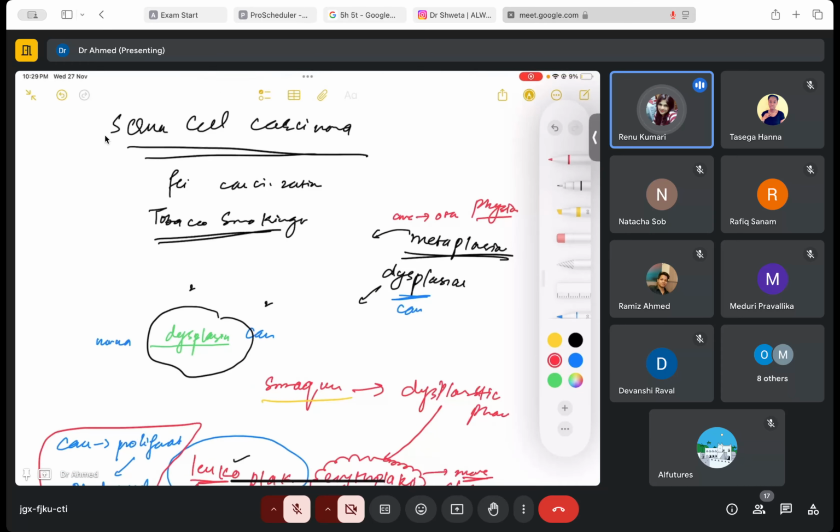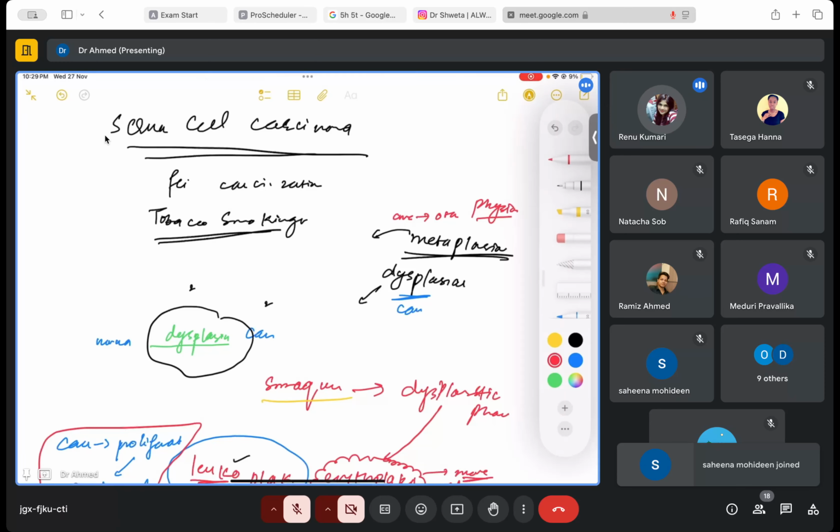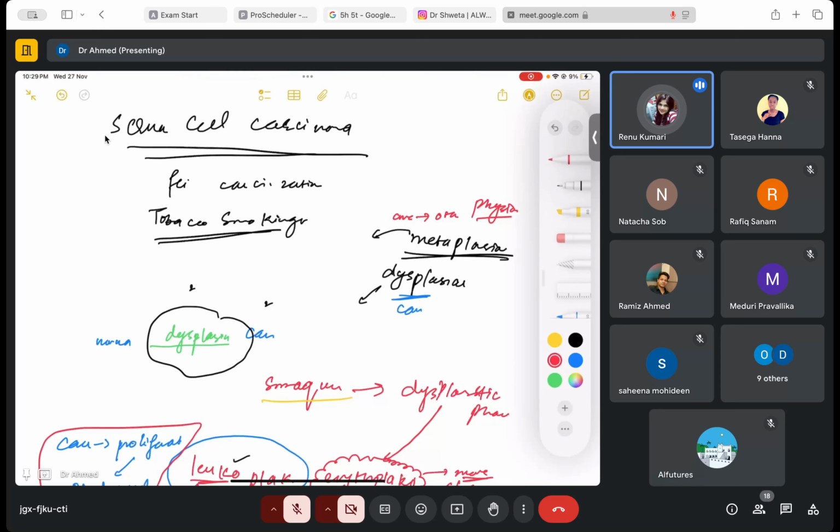So squamous cell carcinoma is like, first is dysplasia and metaplasia. Metaplasia is the normal thing, normal physiology, where one cell type is getting converted into the other cell type. But dysplasia is precancerous. In the dysplastic phase, we will see leukoplakia and erythroplakia. Leukoplakia, as the name suggests, leuko means white, so they are white plaques, and erythroplakia means red plaques.